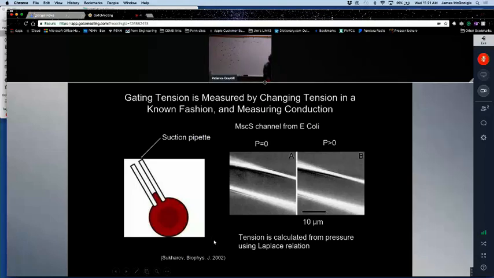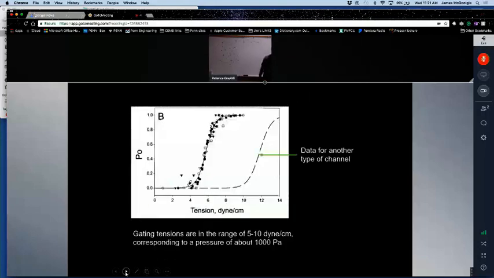And you measure the openness of the channels by the extent to which they conduct ions. And so the kind of thing that you can learn then is that for a given type of channel, as a function of tension, it's either open or closed. So this particular type of channel opens up at about 5 or 10 dynes per centimeter. And on the other hand, here's another type of channel that opens up at roughly twice that tension.